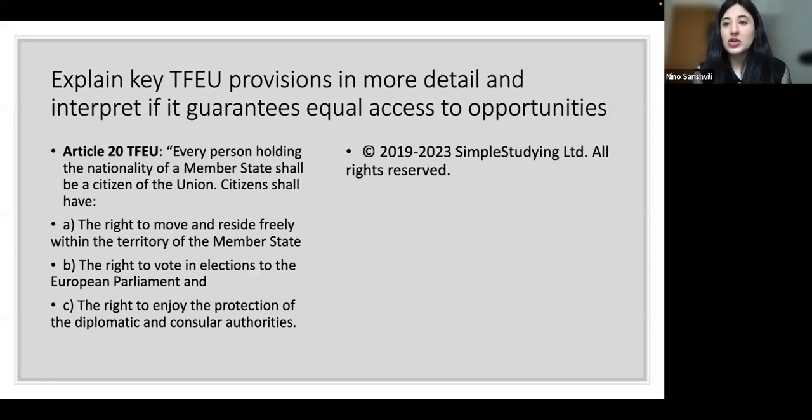But the controversy is when you look at the cases, because not always is that the case. So basically, you need to show that Articles 45 and 20 have been a huge step towards eliminating any discrimination towards EU nationals when they access employment opportunities elsewhere. However, some cases have shown that they are not always treated equally.